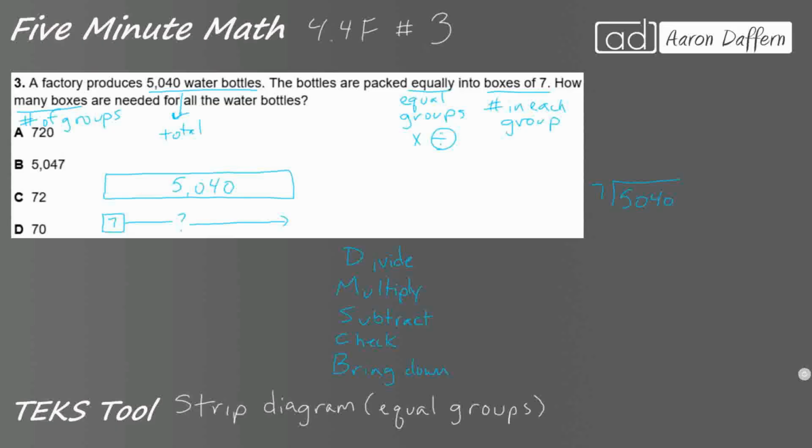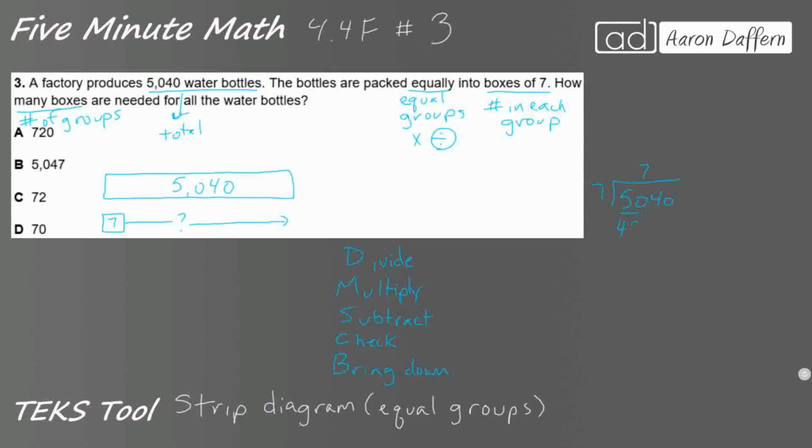So we start from the left. 7 goes into 5. Nope. 7 goes into 50. That's where we start. And then we just ignore the 40 for now. You have to know your multiplication facts or else this becomes very difficult. So if you're in 4th grade and still struggle, get some flashcards. 7 times 7 is going to get you 49. So divide. 7 goes into 50, 7 times.